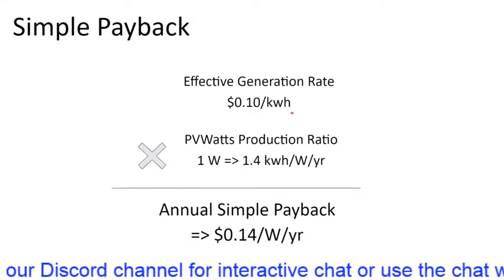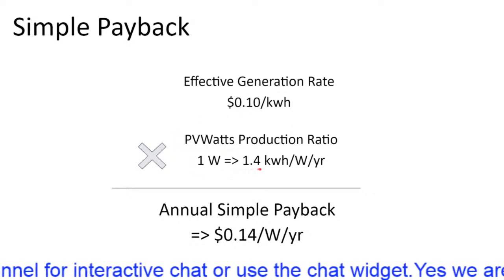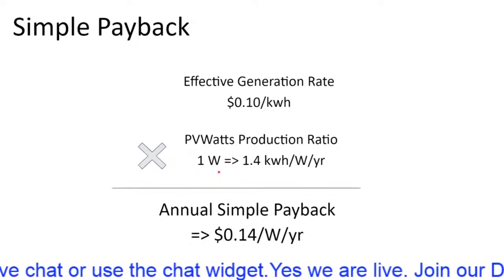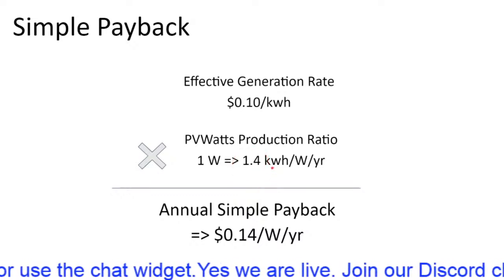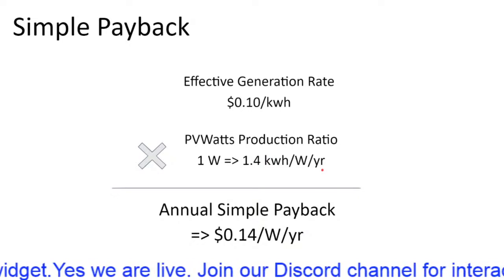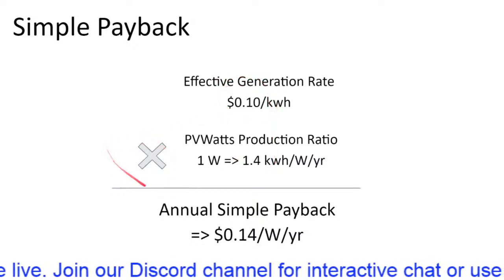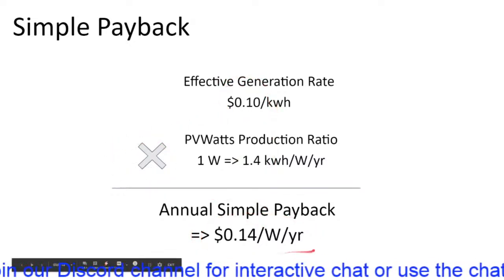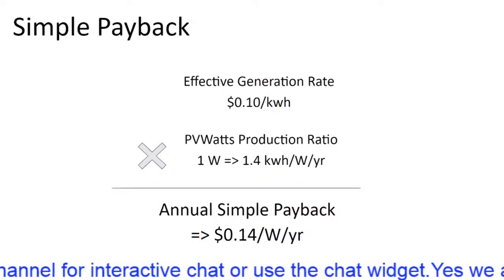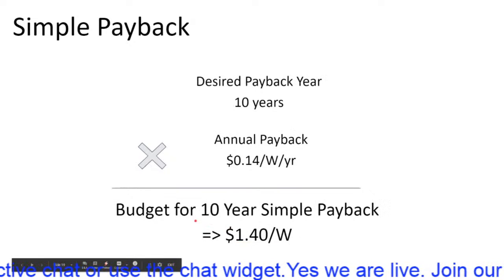From the PV Watts section, the local production figure comes back into play. A common ratio for much of the United States is that 1 watt of solar will produce 1.4 kilowatt hours of energy per year. Multiplying 1.4 kilowatt hours per year by 10 cents per kilowatt hour gives a new payback metric, 14 cents per watt per year. So if the project needs a 10-year simple payback, then it should have a budget of $1.40 per watt to achieve that 10-year payback.